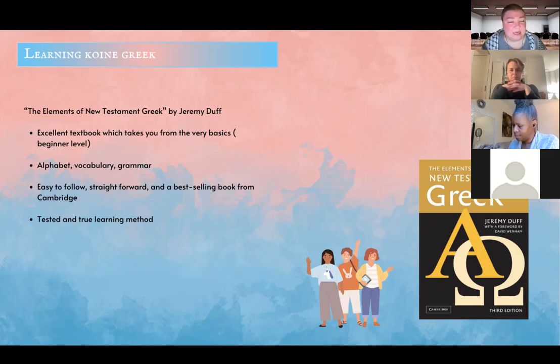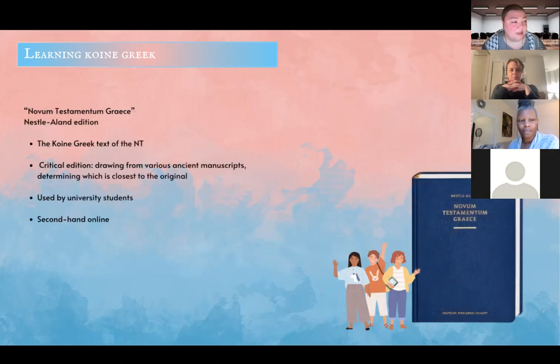The second book you'll need is called Novum Testamentum Graece, which looks like this, otherwise known as the Nestle Aland edition. This book is the Koine Greek text of the New Testament. It's like your Greek New Testament Bible, basically. It's an edition called the Critical Edition, which means that it has drawn from various ancient manuscripts and determined which is closest to the original.